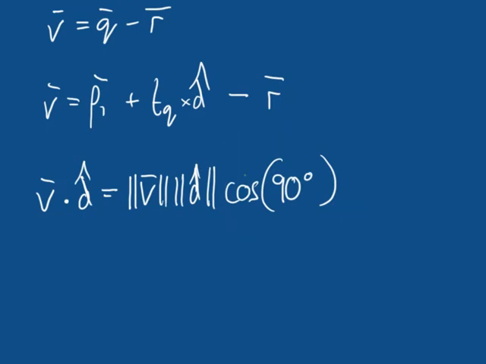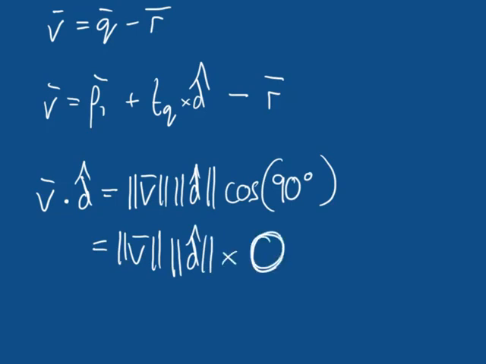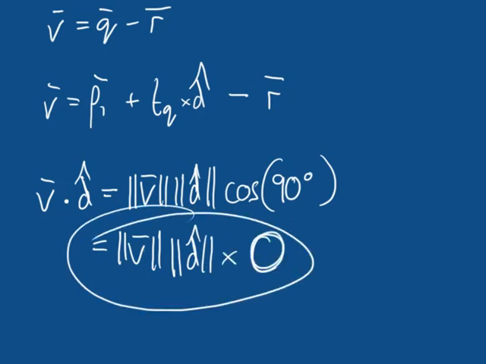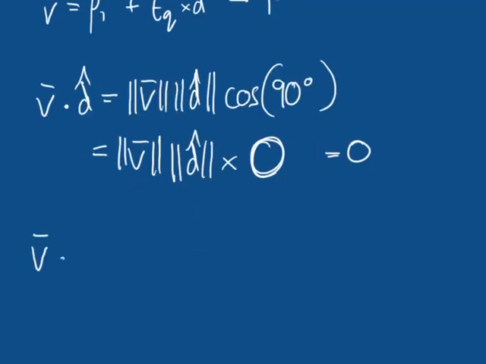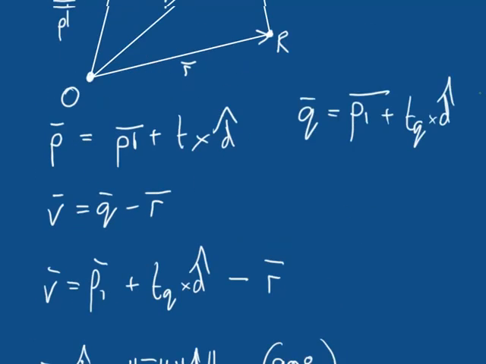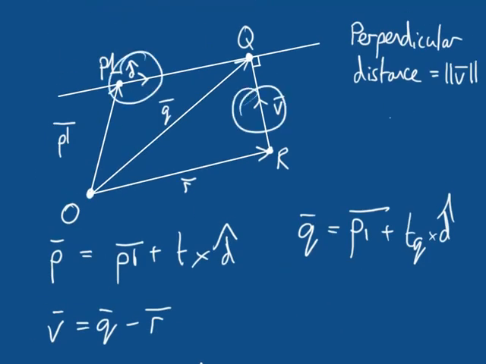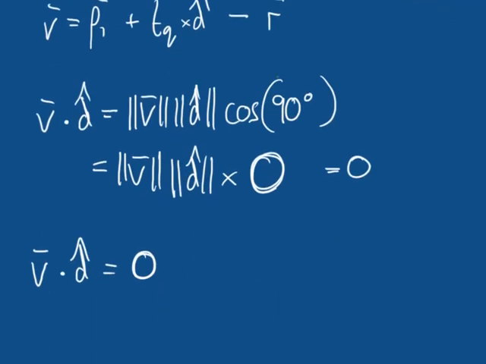The cosine of 90 degrees is 0. So this is equal to the length of v multiplied by the length of d, even though we know that's 1, that's not important here, because we're multiplying it by 0, which means all of this is equal to 0. So we know that if we took v and found the dot product v dot d, that is equal to 0. Why is it equal to 0? Because v meets d at a right angle, therefore they're 90 degrees to each other, therefore the dot product, which involves the cosine of 90 degrees, is going to result in a value of 0.